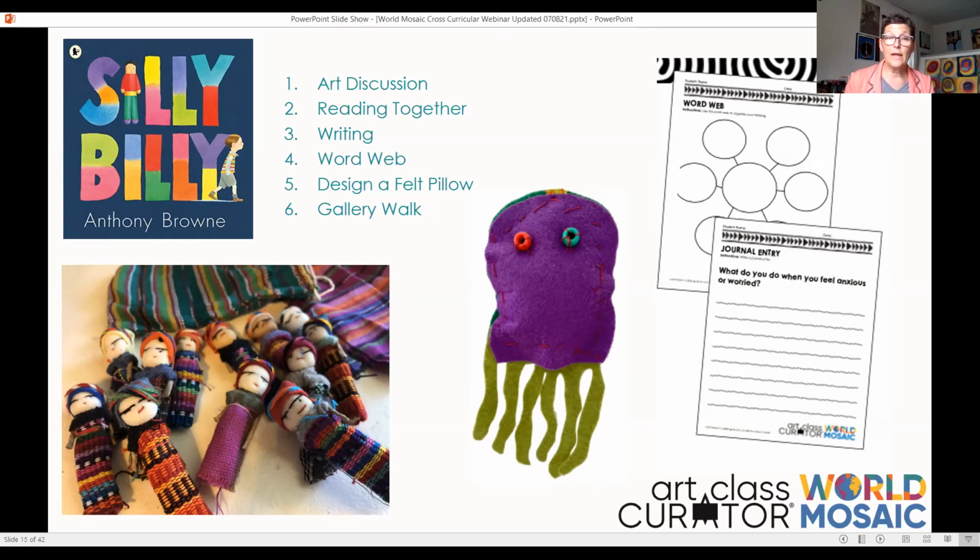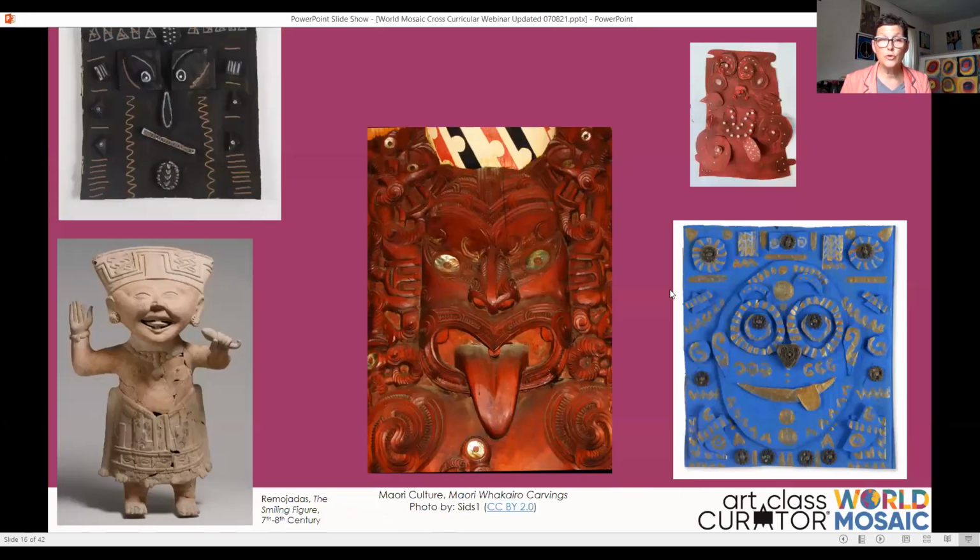The designing, like here's designing a felt pillow. So that's just going to be utilizing the same design process that they use in engineering in art. And people a lot of times don't even put those things together. I put these worksheets on the screen because they're good note taking and journal entering, because again, those are things that help us in all of our areas of life and school and work.